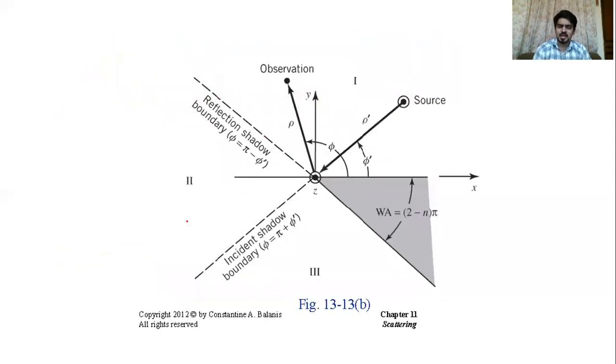Okay, and again, this is the geometry: when phi equals pi minus phi prime, you will have this reflection shadow boundary, and you will move from the first region to the second region. And when phi equals pi plus phi prime, you will have an incident shadow boundary. Basically, you are now moving towards the shadow region, which we usually call the shadow region behind the object. And again, you drop the incident waves or direct waves when you move from the second region to the third region. Okay.